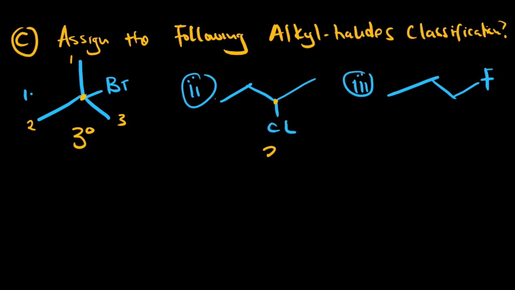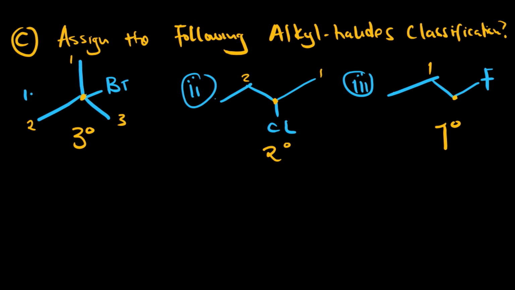This one here is a secondary alkyl halide. Why? Because the alpha carbon is attached to 2 carbons. This one here is the primary alkyl halide, meaning that the alpha carbon here is only attached to 1 other carbon. All right.